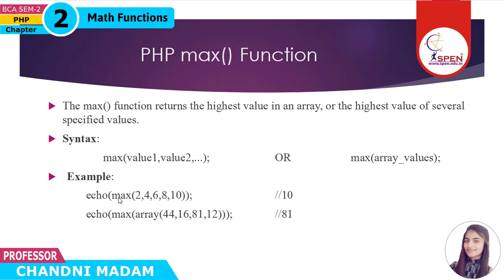Here is the example. We pass values 2, 4, 6, 8 and 10 to the max function. So the max value is 10. Now we pass an array as the value, with array values 44, 16, 81 and 12. Out of all the values, the maximum value is 81.